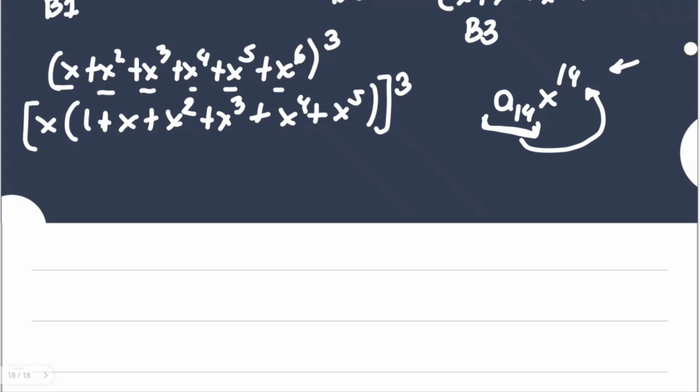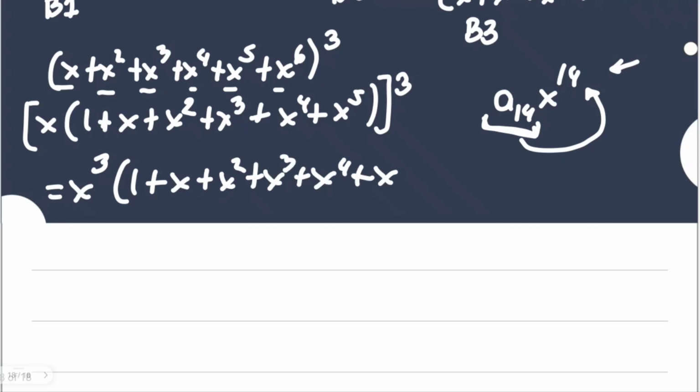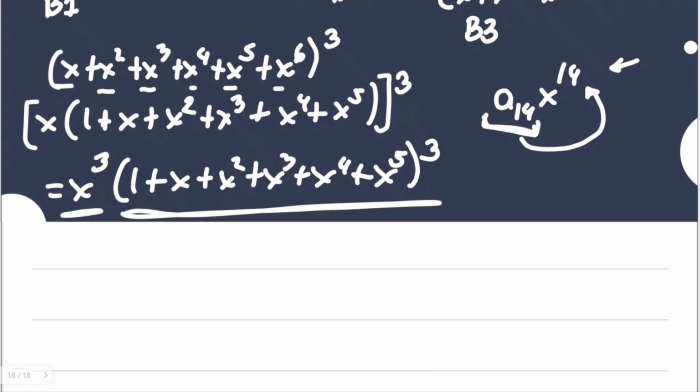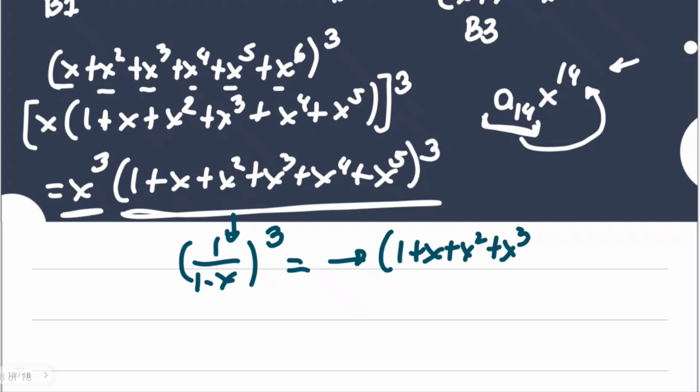By power law, you will have x cubed times (1 plus x plus x squared plus x cubed plus x to the power of 4 plus x to the power of 5) raised to 3. Now, one might think that this is equivalent to 1 over 1 minus x, raised to the power of 3. But take note, this is connected to the idea of 1 plus x plus x squared plus x cubed and so on and so forth. This is true for infinitely many terms following this specific pattern, but here, we ended at x to the power of 5.